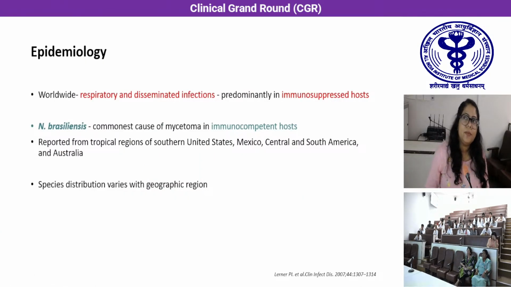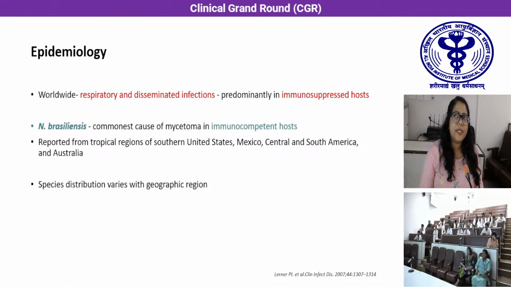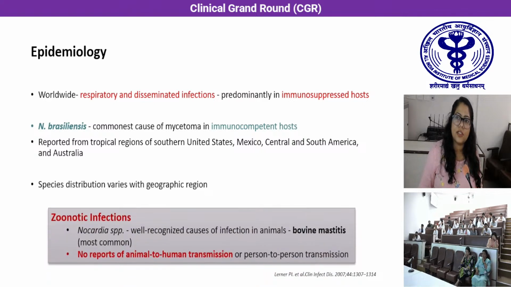So coming to the epidemiology, worldwide, the respiratory and disseminated infections are seen predominantly in immunosuppressed hosts. Nocardia brasiliensis is one of the species which was isolated commonly in immunocompetent hosts, and it is known to be the commonest cause of mycetoma. And they are reported mainly from tropical regions of US, Central and South America and Australia. And we can see that the species distribution varies according to the geographical region.